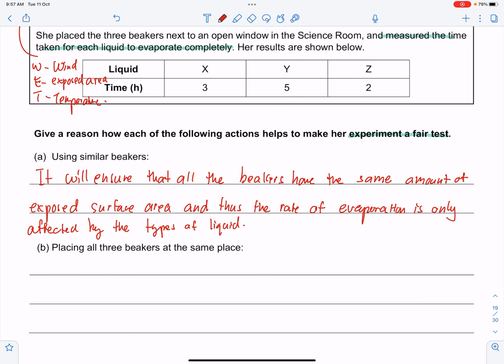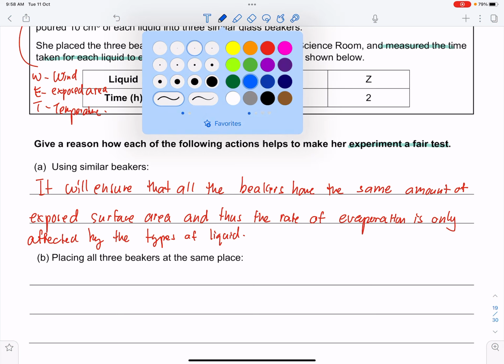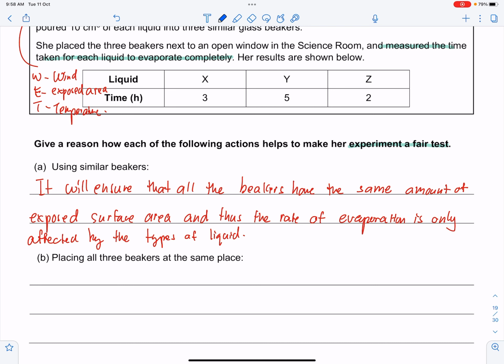Next, placing all three beakers at the same place. So flip the question round. What would happen if you don't, right? So if you put them in different areas, think about it in terms of environmental conditions. And then you look at this, what affects rate of evaporation? Okay, you can have wind, you can have temperature. So these too are actually factors associated with your location or the type of place that you put them in. So if you don't put them in the same place, these two might differ. So by putting them in the same place, it will ensure that the surrounding temperature and the strength of wind is the same, right? So can you see now how flipping the question actually helps me with my answer?